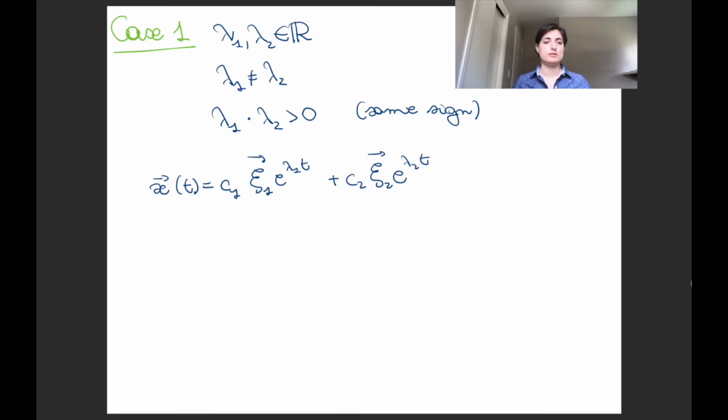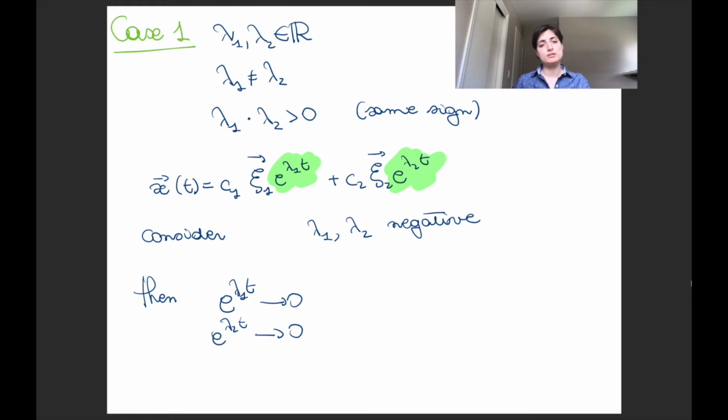So in this case, the general solution for this situation is the linear combination of the eigenvectors multiplied by the exponential of the eigenvalue times t. So this formula that by now you should know by heart: c1 xi1 e to the lambda 1 t plus c2 xi2 e to the lambda 2 t. Notice that since only xi1 and xi2 are vectors, the ordering doesn't matter.